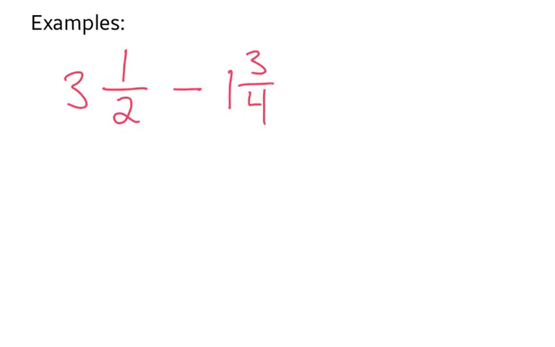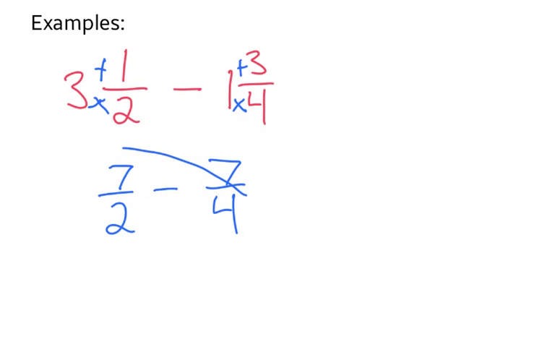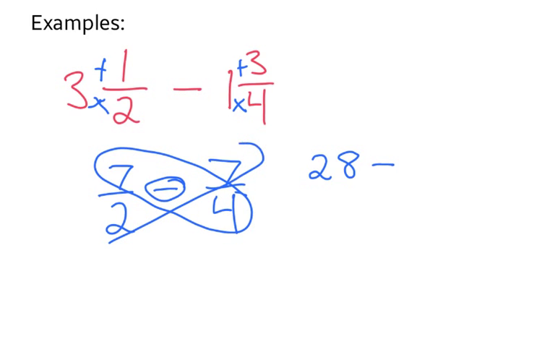So the first thing I'm going to do is get rid of the mixed numbers. 2 times 3 plus 1 gives me 7/2 minus 4 times 1 plus 3 is 7/4. Now I can do my Bowtie method. 7 times 4 is 28 minus, because we're now subtracting, 2 times 7 is 14, all over 2 times 4 is 8.